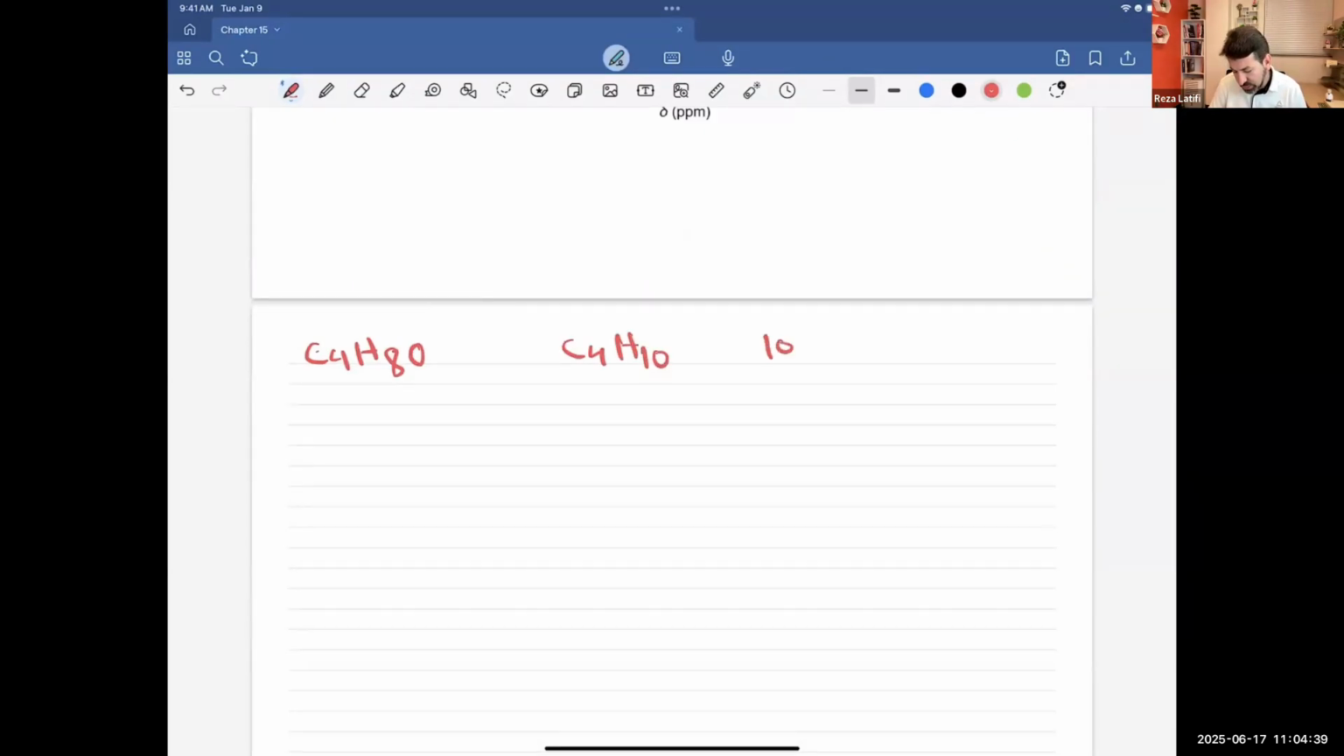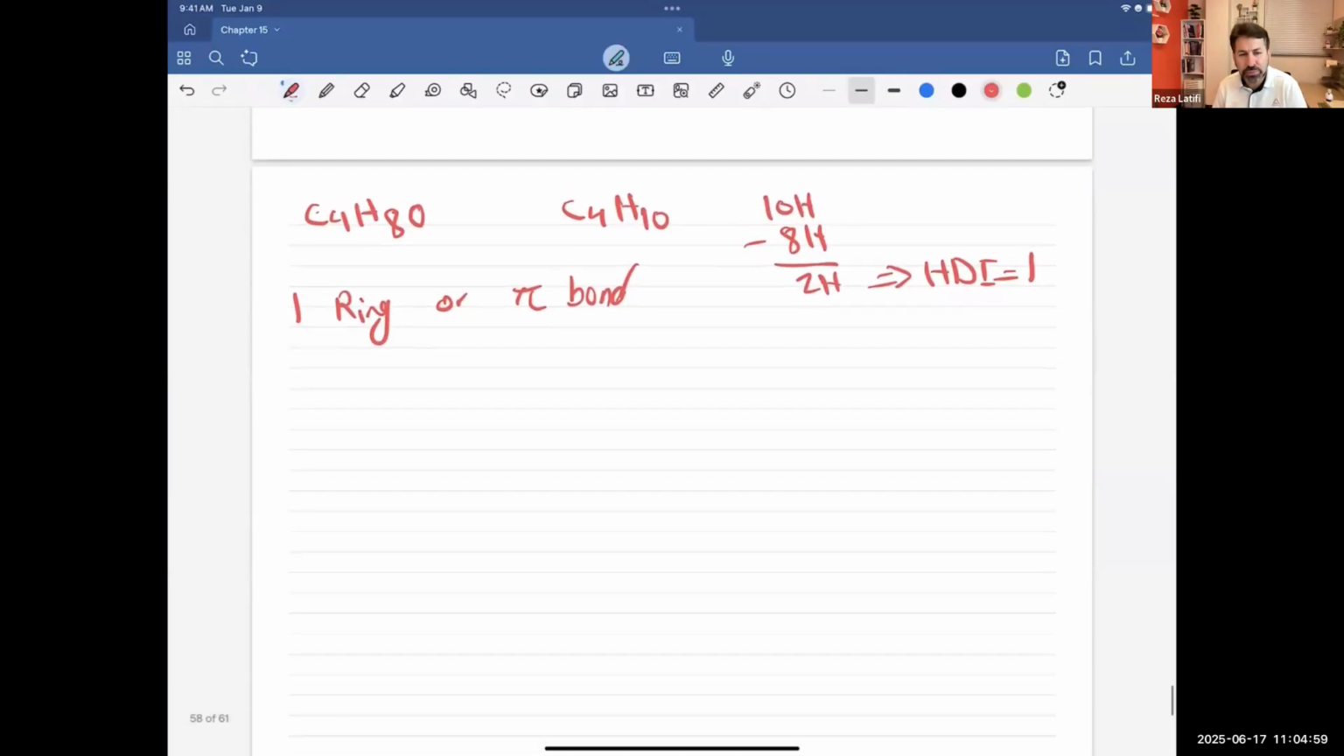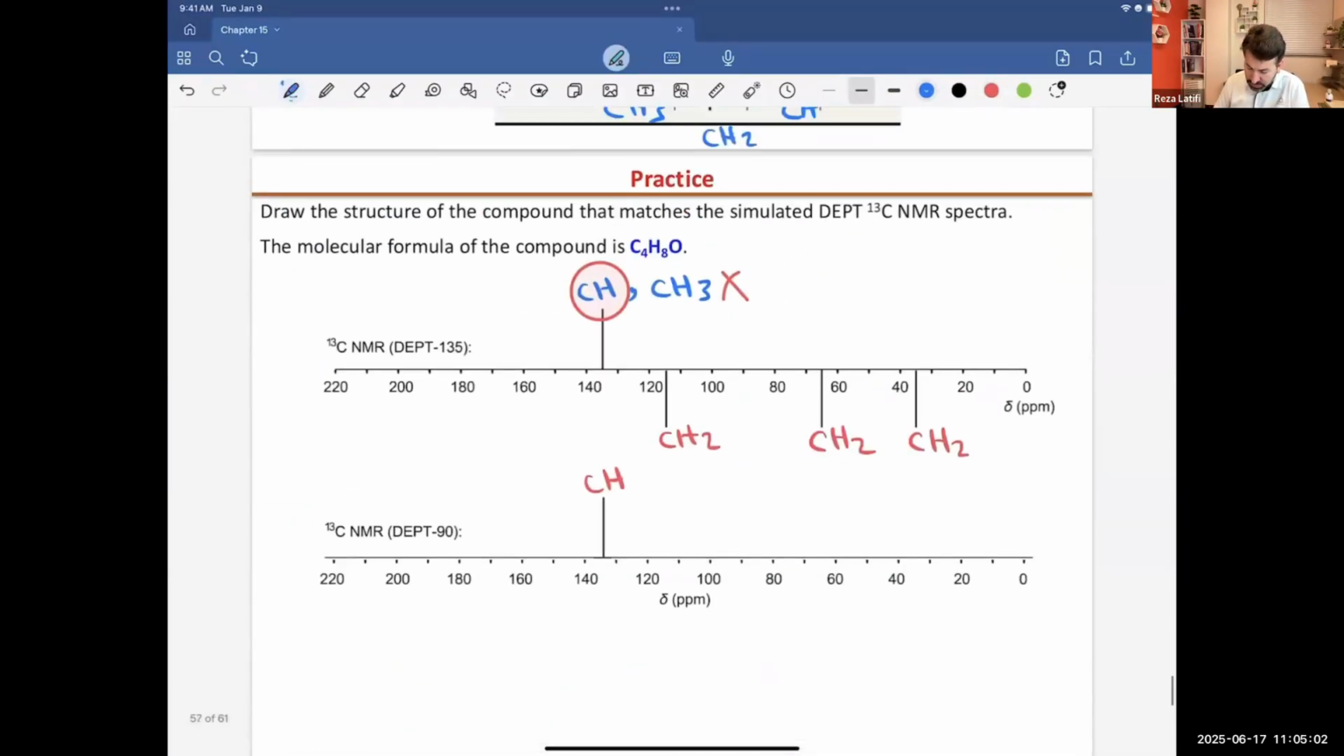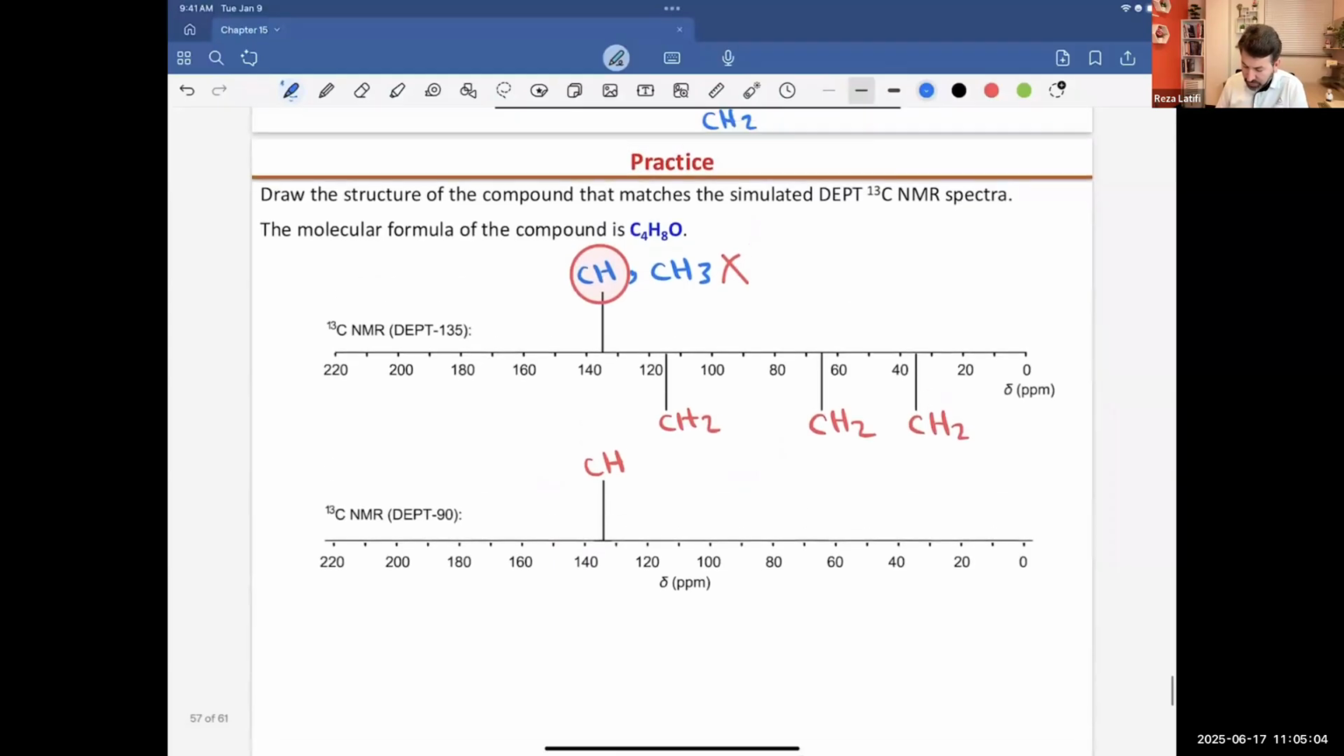So it's supposed to be C4H10, 10 hydrogen minus 8 hydrogen. That's going to leave me with 2 hydrogens. So I'm going to say the hydrogen deficiency index is going to be equal to 1. Okay, either 1 ring or pi bond. A ring or pi bond. Okay, and now I do see CH, okay?